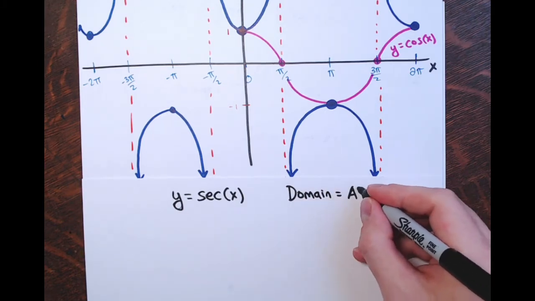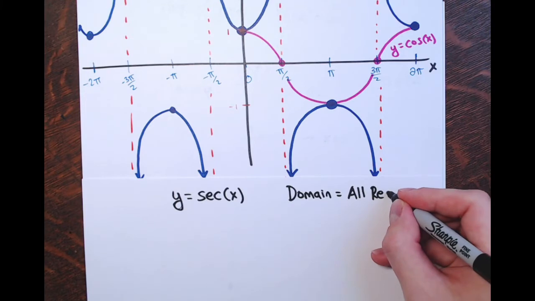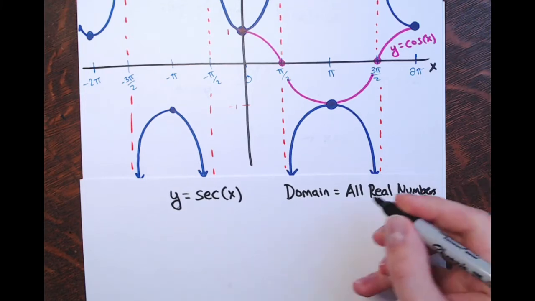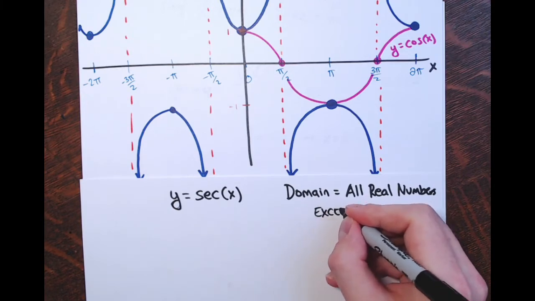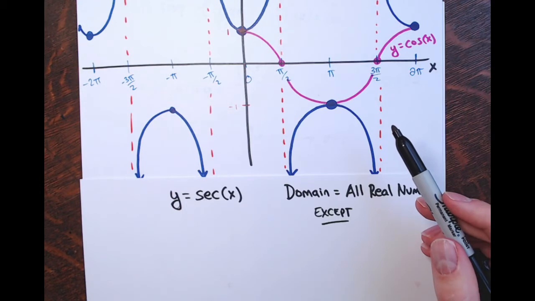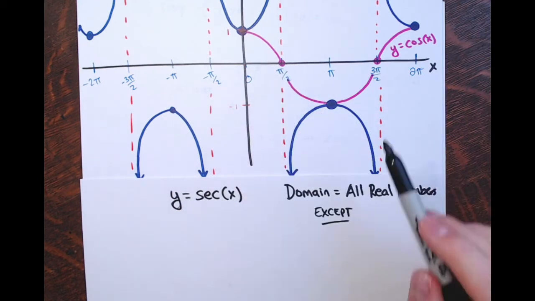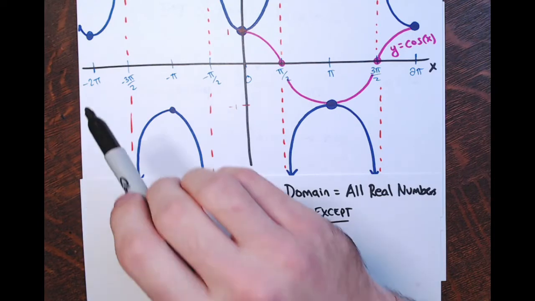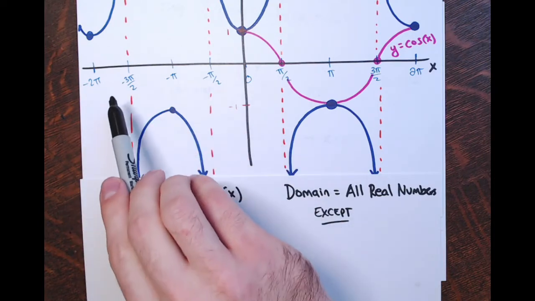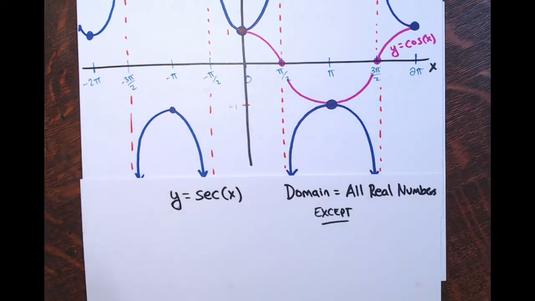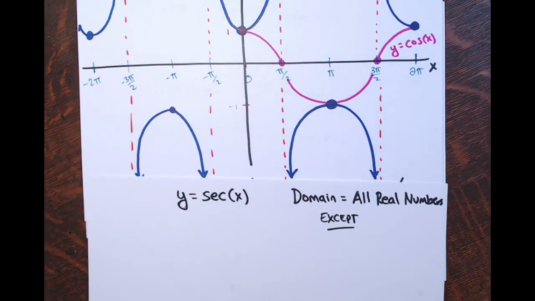is all real numbers except certain ones. I can plug in whatever I want for x except the following. Where is it undefined? Well, look at where the asymptotes are: 1 pi over 2, 3 pi over 2, negative 1 pi over 2, negative 3 pi over 2. What kinds of numbers are on the pi over 2? Negative 3, negative 1, 1, 3, 5, 7, 9. Odd numbers.